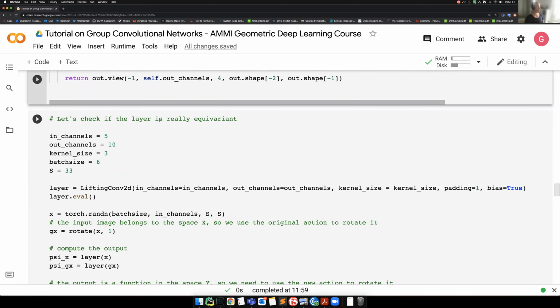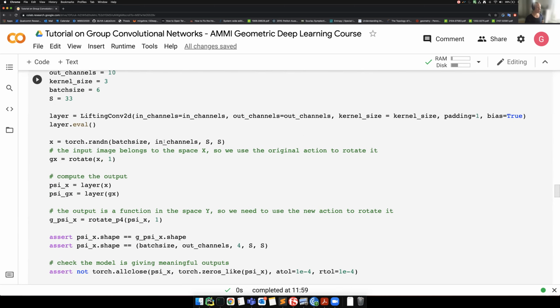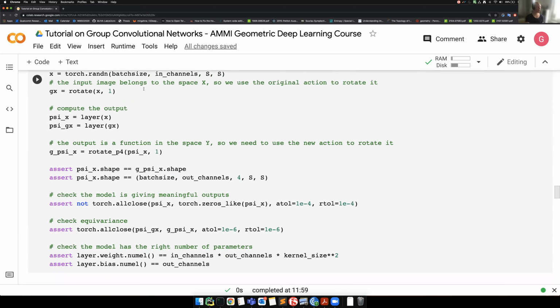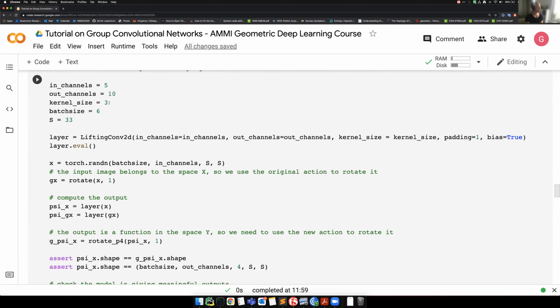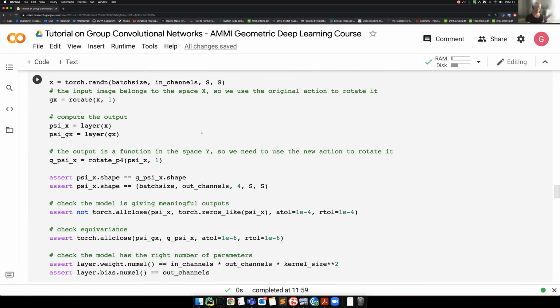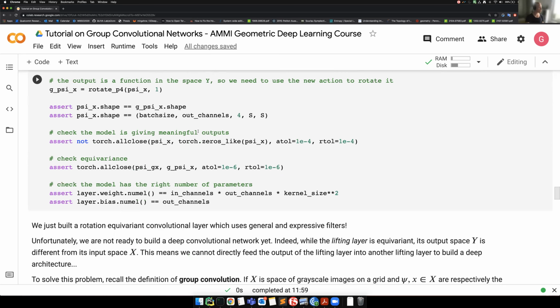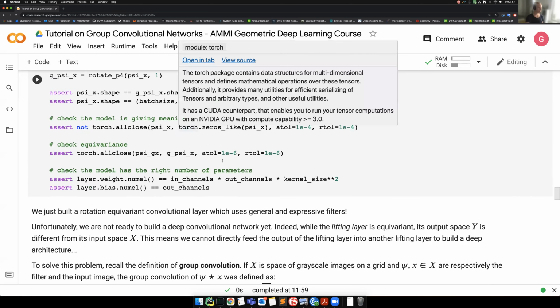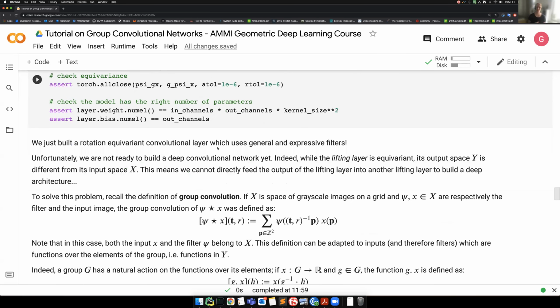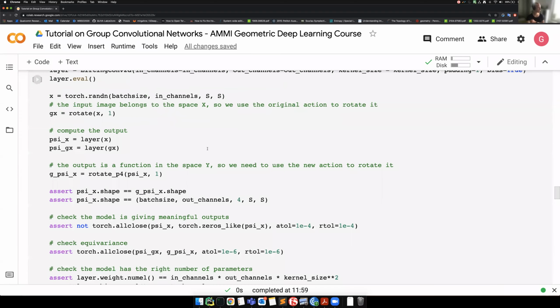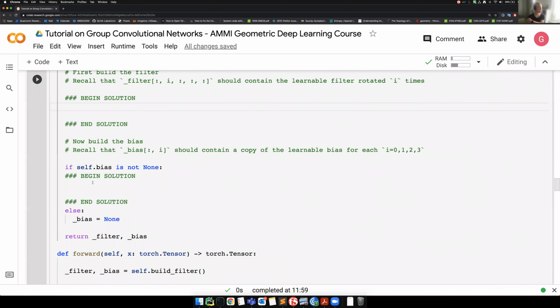So now we just check that this layer is equivariant, like we did before. I just feed a few random inputs and check that the output is the same. That's the usual stuff. Okay, so now we have our group convolutional layer. How are we supposed to build the filter? That's precisely what you need to do here.